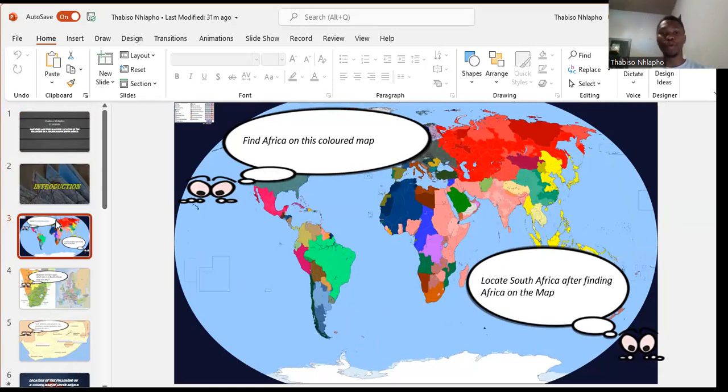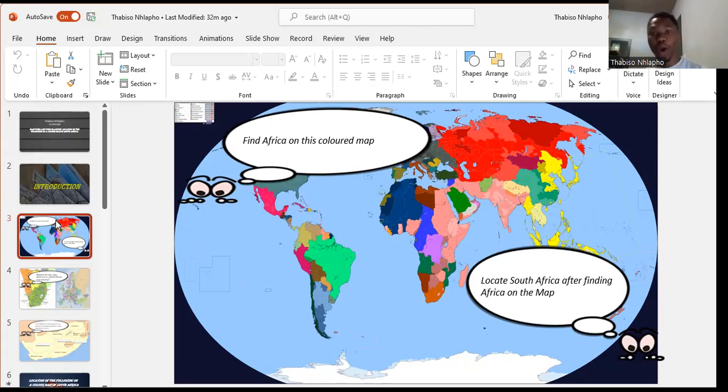So now I'm going to be distributing this map to you. Can Gelezo please come and distribute the map to the whole class, please? Make it snappy, Gelezo. Okay, thank you, Gelezo. So guys, this is the map. This is actually a map.